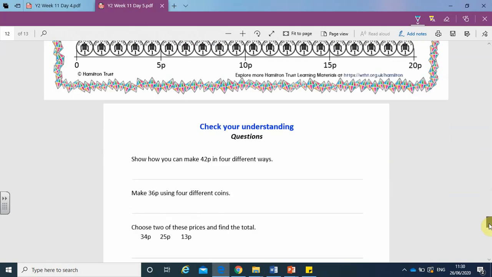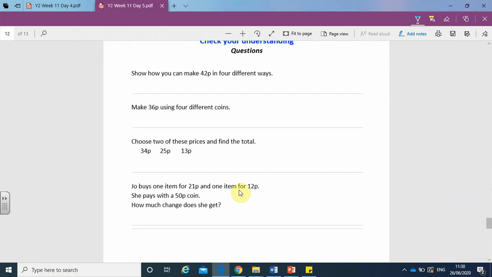And there's your activity. Check your understanding, some questions here. Show how you could make 42p, but it's saying in 4 different ways. Well, you're experts at that, that's no problem. Think about our strategies we used for that yesterday. Make 36p using 4 different coins. Brilliant. Just don't use the same coin twice.